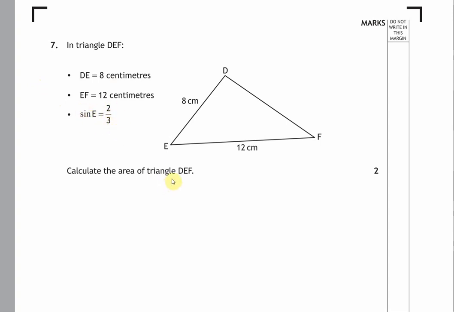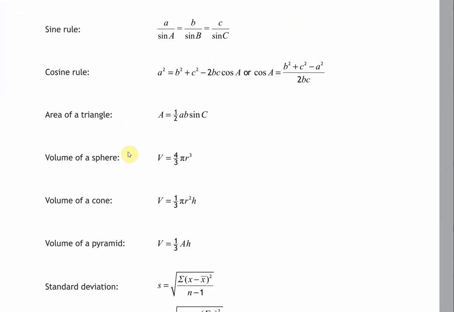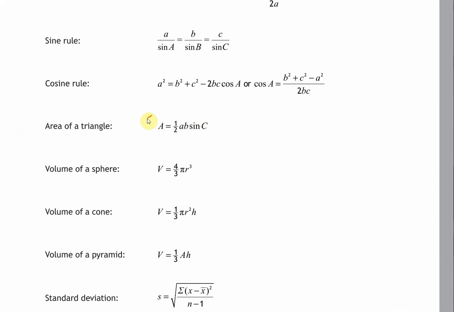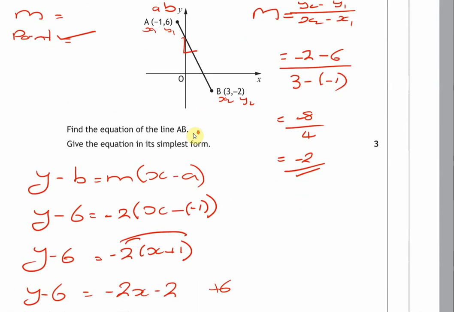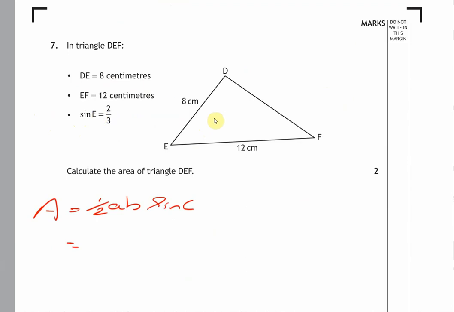Now if you're unsure about the equation of the area of a triangle, what we can do is scroll back up to the formula sheet, and we can see that our equation of the triangle is A equals a half ab sine C. Okay, so what we'll do is we'll write this down. So A equals a half ab sine C. Now here we can say that sine E is talking about this angle in here, and we know the value of sine E is 2 over 3.